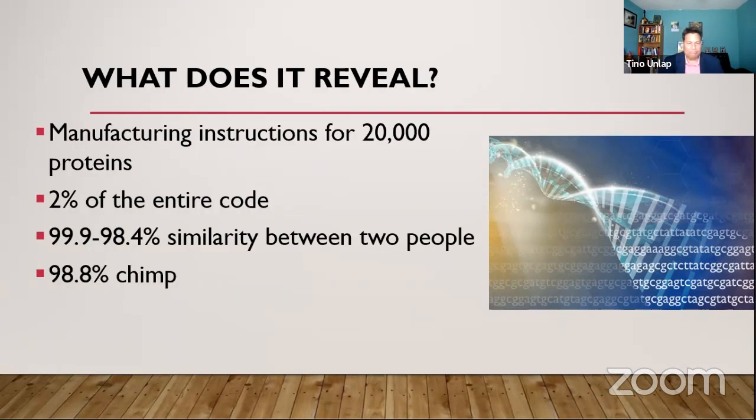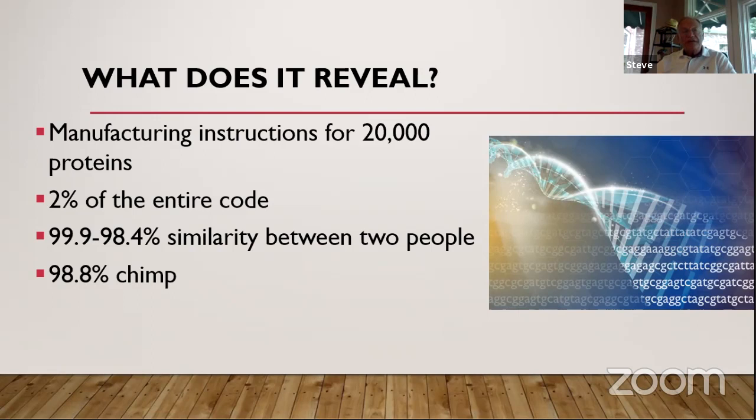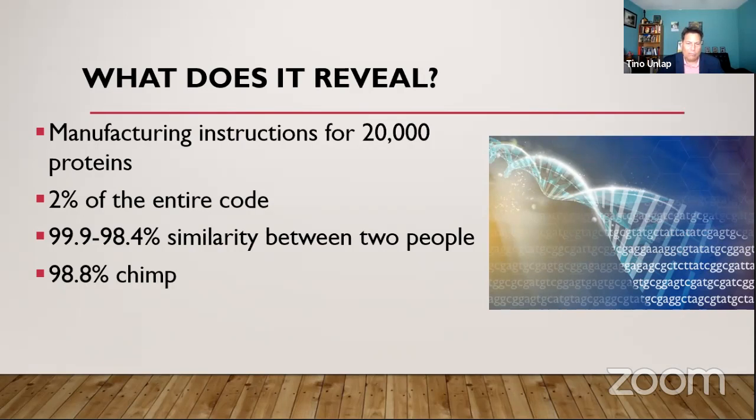Steve? Well, what does this reveal to scientists? Okay, well, that's a very good question. So what we see from this code as we learn the sequence of the letters is that it actually is a manufacturing instruction for 20,000 proteins in the cell. Now, let me remind you that we stated that the proteins are the machines in the cell, the cellular machines that actually do the work to make sure that the organism survives. So this is the building or the manufacturing code for 20,000 of those proteins.